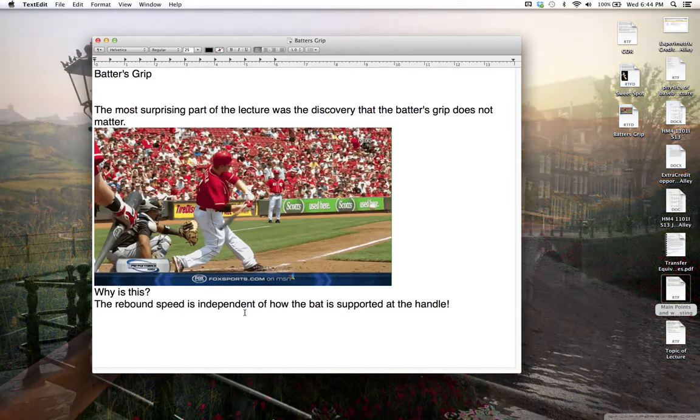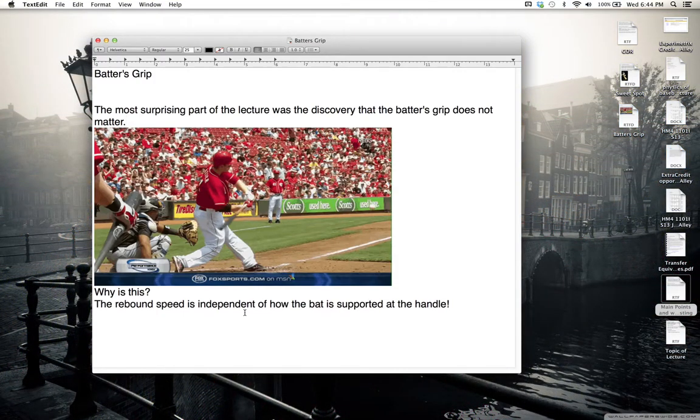And this is because the rebound speed is independent of how the bat is supported at the handle. So it doesn't matter how strong the person's grip is, the speed of the ball will still go as fast as where the force was applied. That goes back to coefficient of restitution and the transfer of energy. So it doesn't matter the actual strength of the grip, more so where.